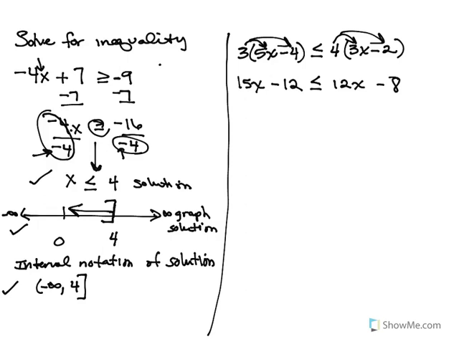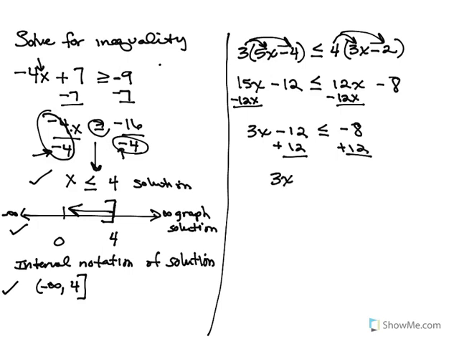The way that I like to solve my problems is I always like to get my variable components together. So I am going to move my 12x to the other side of the inequality to combine with the 15x. So if it's a positive 12x, I'm going to subtract 12x from itself, cross the inequality symbol, and subtract it from its like term. So I'm looking at 3x minus 12 is less than or equal to -8. Now I'm going to add 12 to both sides. So I have 3x less than or equal to 4.